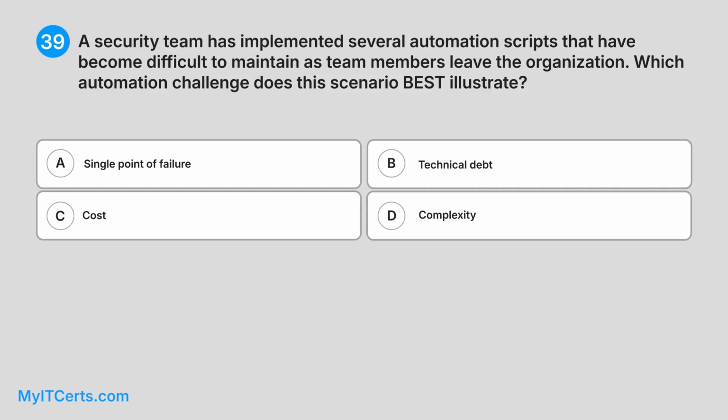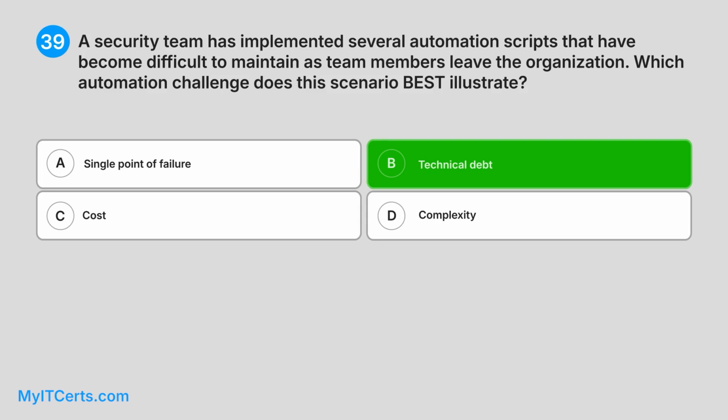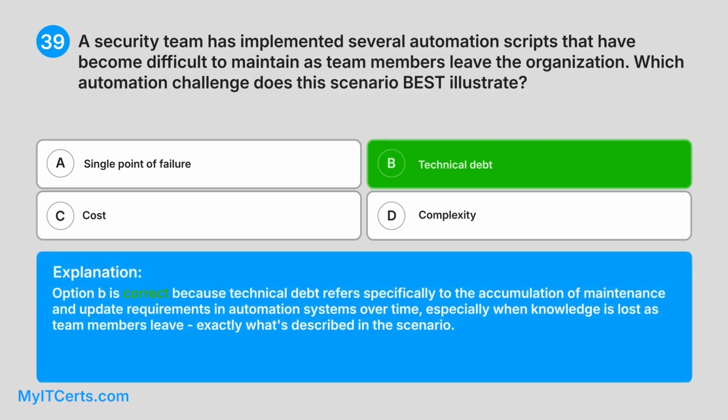Correct answer, B. Technical debt. Explanation. Option B is correct because technical debt refers specifically to the accumulation of maintenance and update requirements in automation systems over time, especially when knowledge is lost as team members leave, exactly what's described in the scenario.